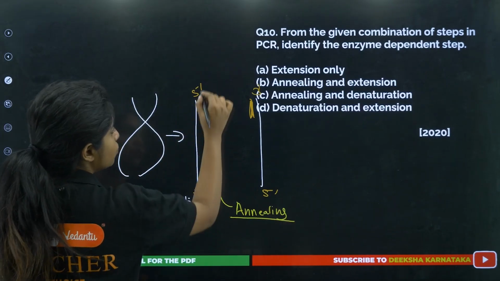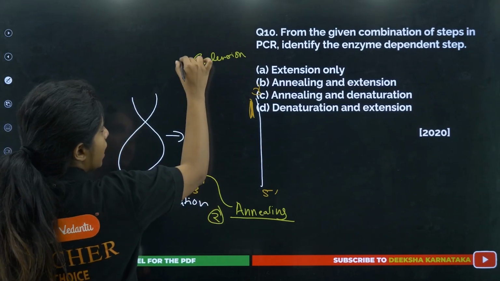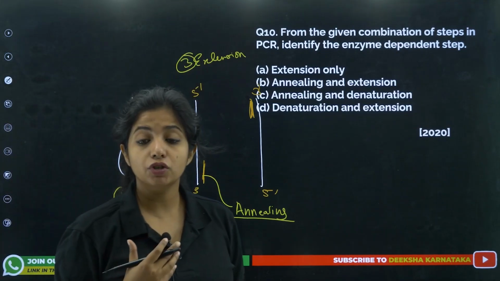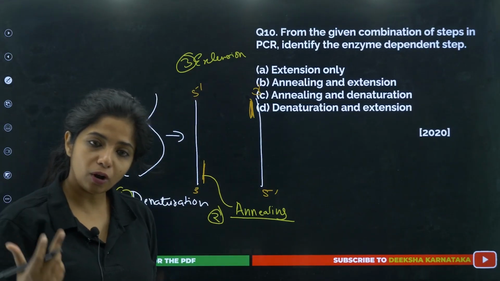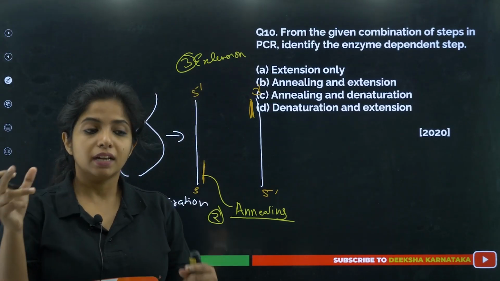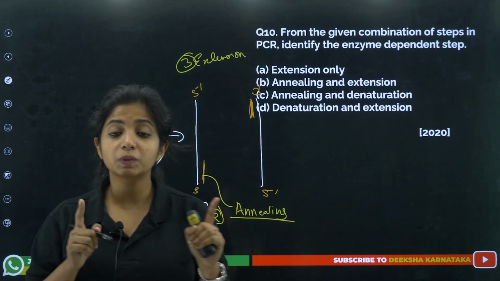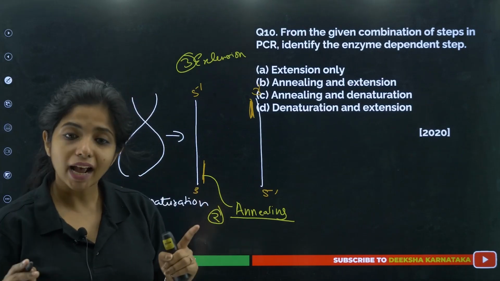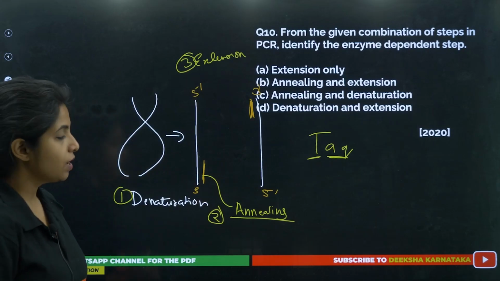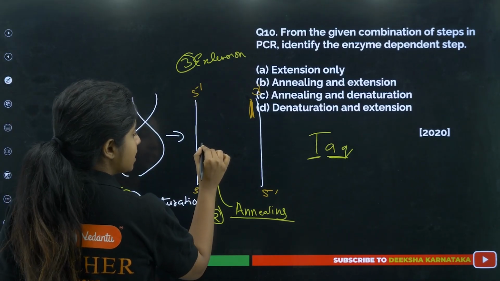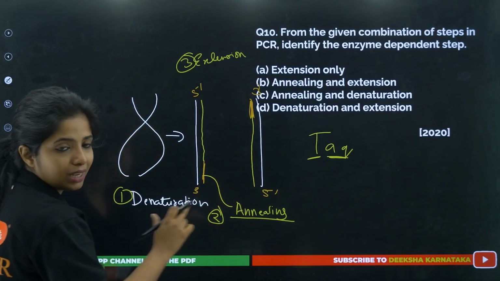And the next step is known as extension. This is the first, this is the second, and the third. In extension, you need an enzyme which is known as DNA polymerase. In the case of PCR, you call the same enzyme Taq polymerase, because it is taken from Thermus aquaticus, which is a bacterium. So you call it Taq, as in Thermus aquaticus. Taq polymerase. This enzyme will be extending the DNA strand. For doing that, it needs a primer, which is why you did annealing first.